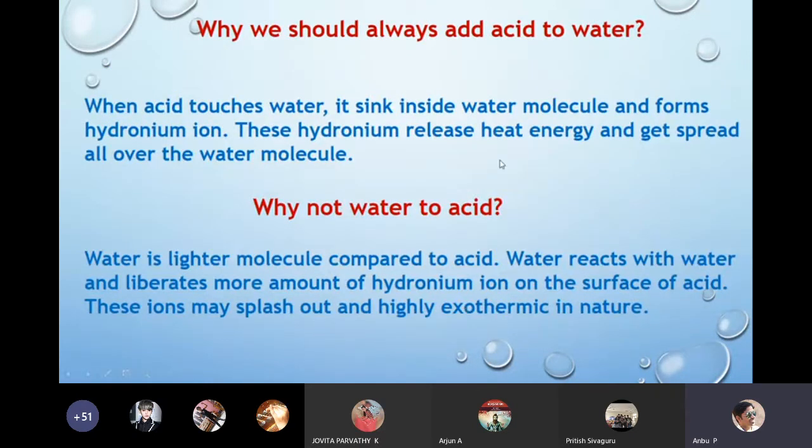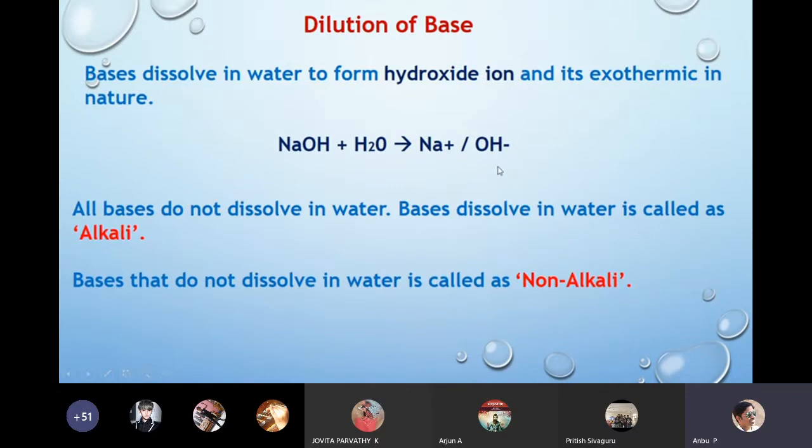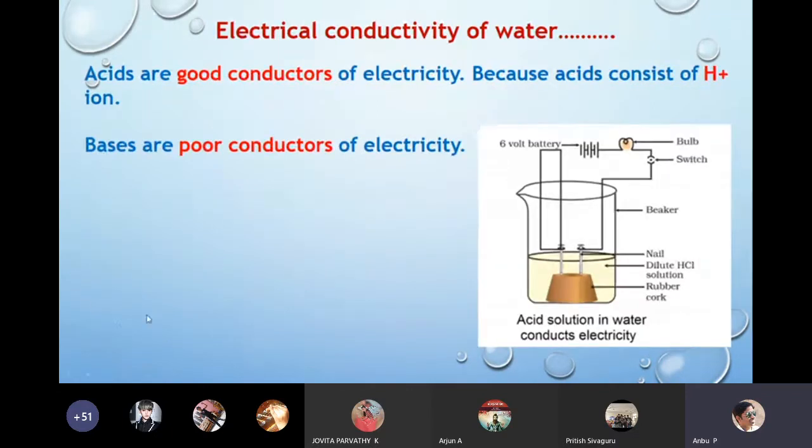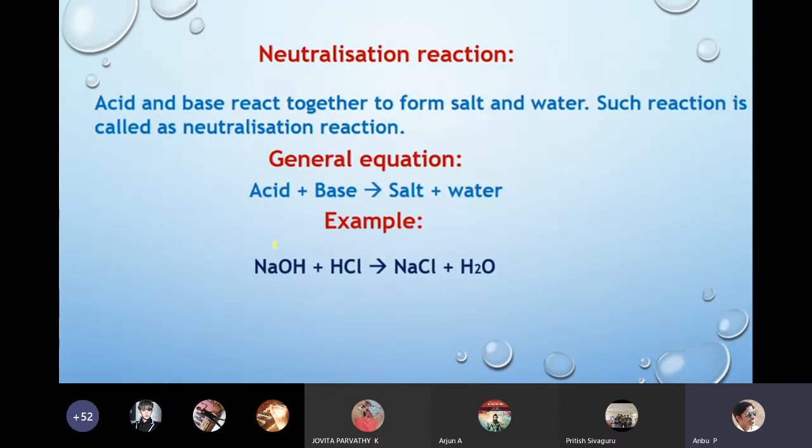Okay, so this is how we discuss electrical conductors. Acids are good conductors, and bases do not conduct electricity. Understand that acids are good conductors because they consist of H+ ions. So that is the one reason why acids conduct.